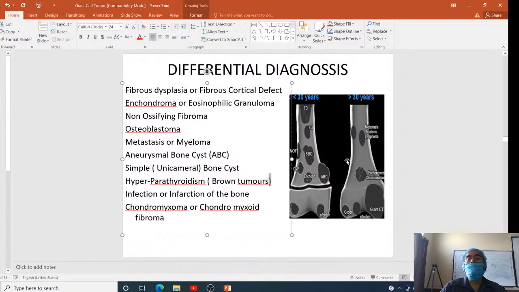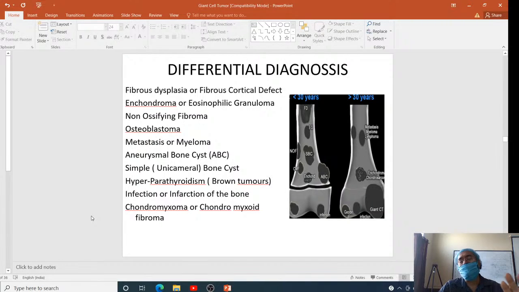Infection or infarction. Infarction means whenever the blood vessel supplying that part of the bone is blocked, then that part of the bone becomes necrotic. That means there is no blood supply. Then there will be some changes in the bone, which may mimic GCT. And the last one is chondromyxoma or chondromyxoid fibroma. So these are some clinical entities.